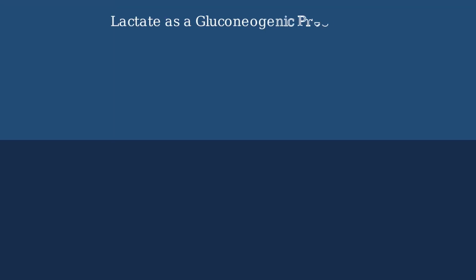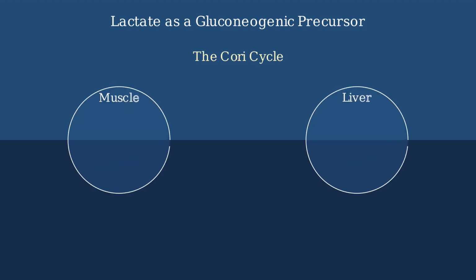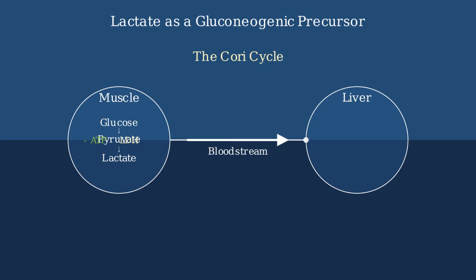Lactate is an important substrate for gluconeogenesis, particularly during and after exercise. The Cori cycle is a metabolic pathway that connects skeletal muscle and the liver, allowing lactate produced during anaerobic exercise to be recycled back into glucose. During intense exercise, muscles shift to anaerobic glycolysis, converting glucose to pyruvate and then to lactate. This lactate is then released into the bloodstream and transported to the liver.